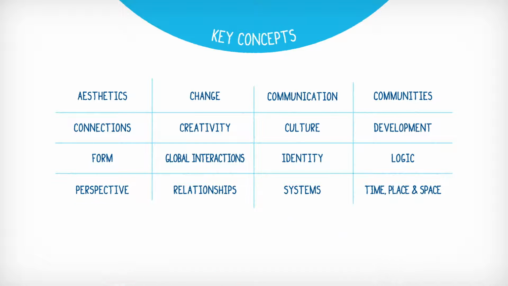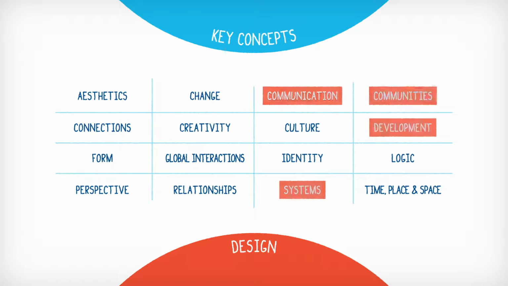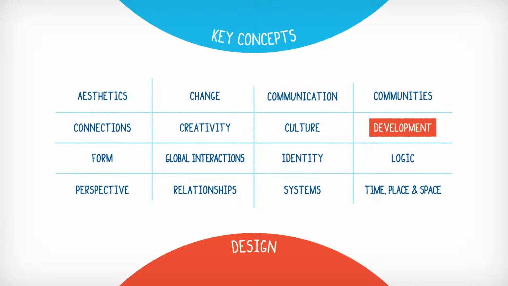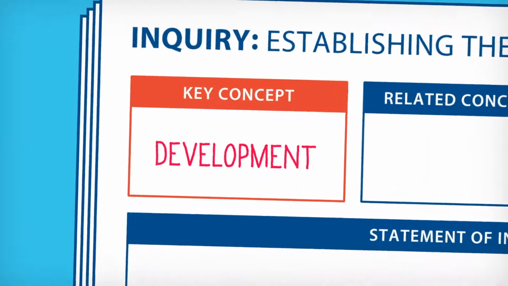As an example, in developing an MYP Year 1 design unit, one of the main goals could be to help students understand the development process that is guided by the design cycle. With this in mind, the key concept, development, might be selected.